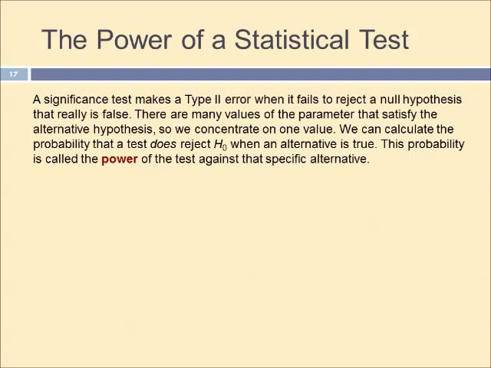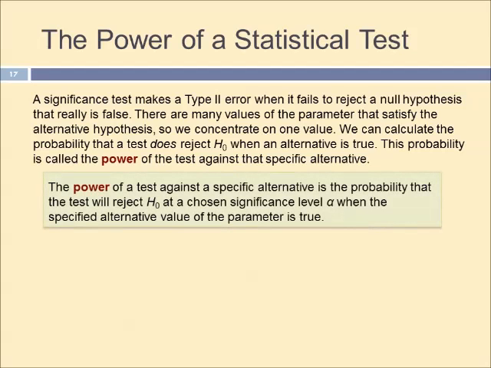Now, a significance test makes a type 2 error when it fails to reject a null hypothesis when it really is false. There are many values of the parameter that satisfy the alternative hypothesis, so we need to concentrate on only one value. We can calculate the probability that a test does reject the null hypothesis when an alternative is true. This probability is called the power of a test against the specific alternative. The power of a test against a specific alternative is the probability that the test will reject the null hypothesis at a particular alpha level when the specific alternative value of the parameter is true.